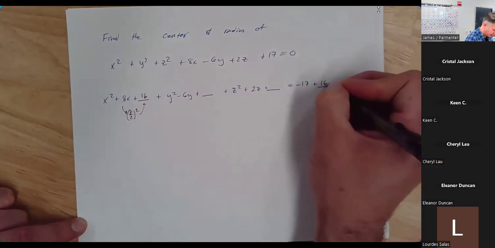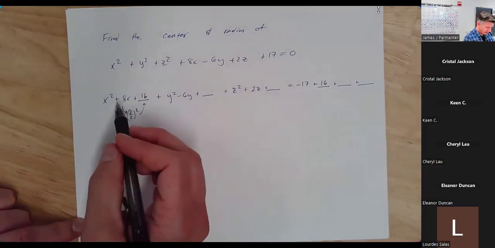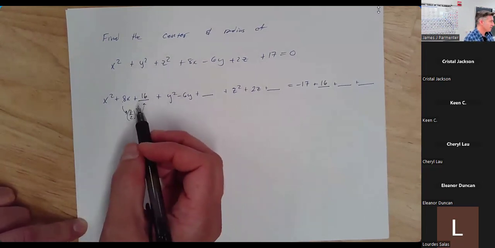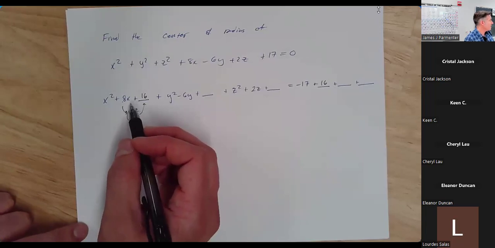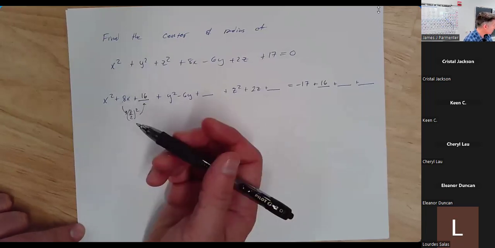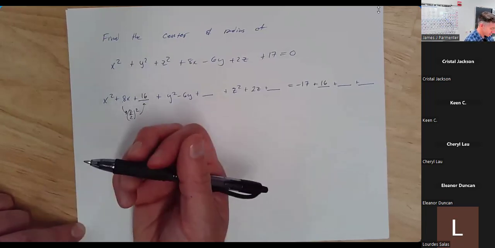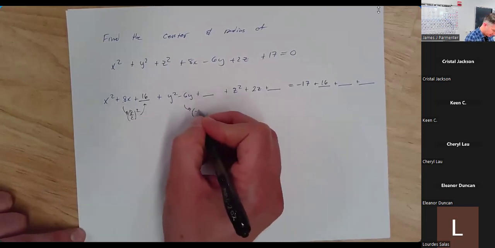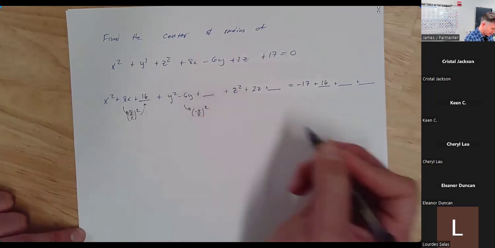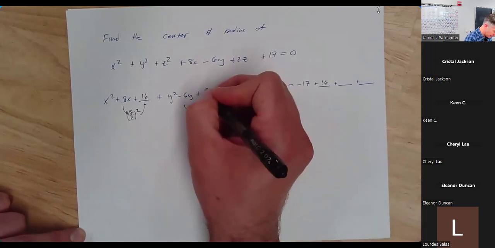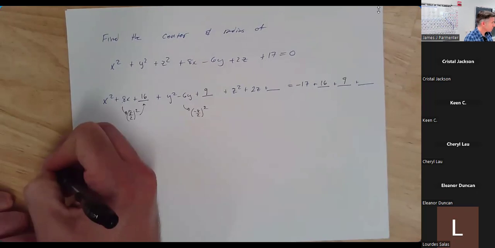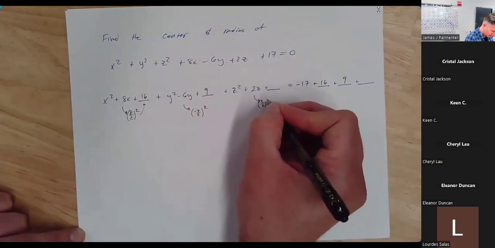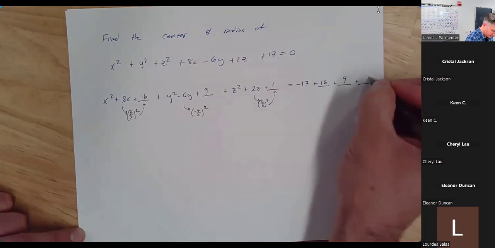And the reason we're adding that on is because once we've added that on, x squared plus 8x plus 16 factors as x plus 4 times x plus 4, aka x plus 4 squared. And that's why we are doing it. Same deal here. You're going to take that negative 6, divide it by 2, and square it. And negative 3 squared is positive 9. Same deal here. 2 divided by 2 is 1. 1 squared is still 1, so we add a 1 to both sides.